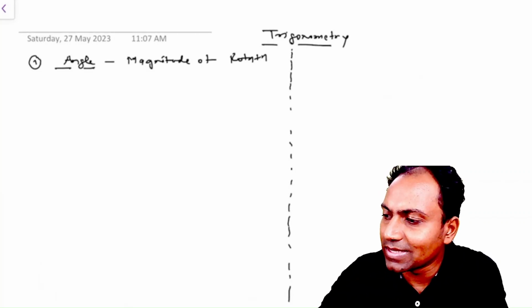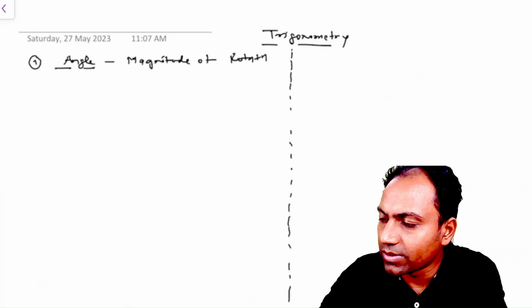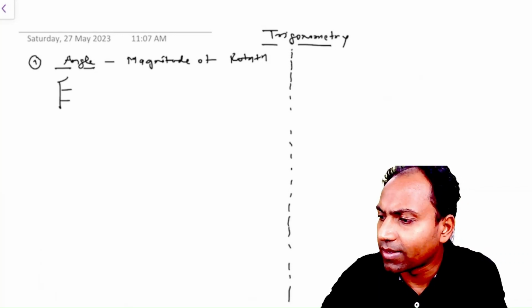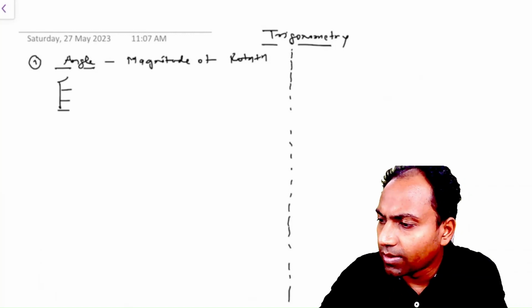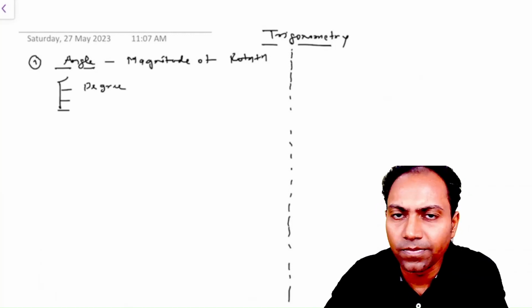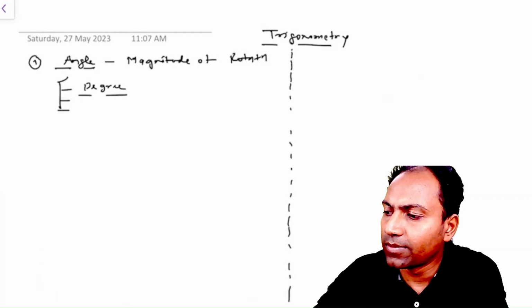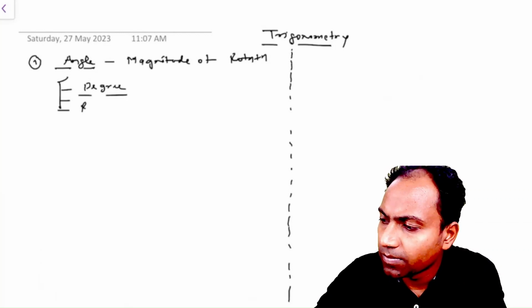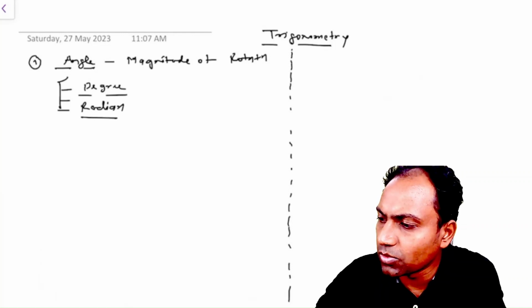Now, let us say that there is a formula which is important, or there are 3 important measurements of angle. For example, there is this degree system. Then there is the radian system. And then there is the gradient system. So you can write that also.